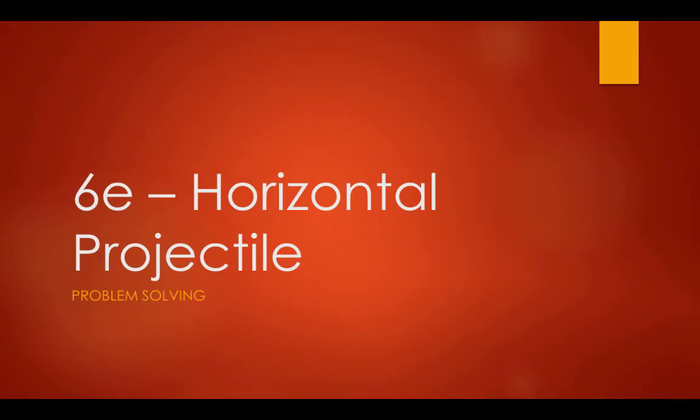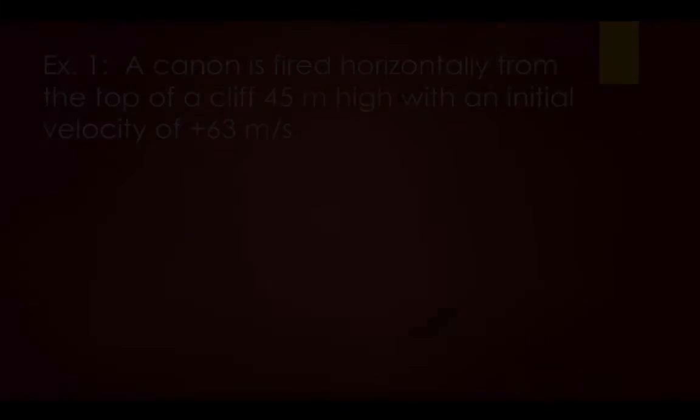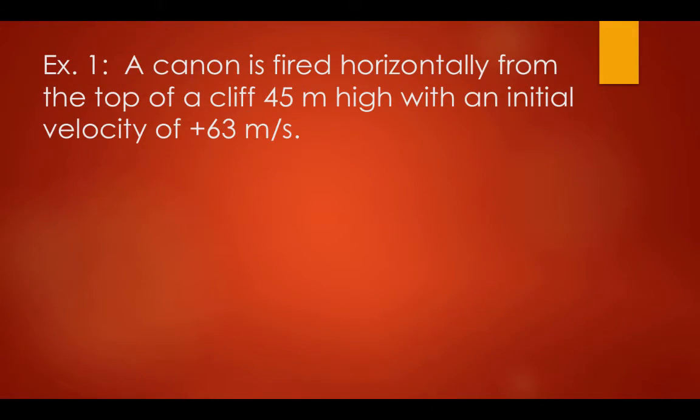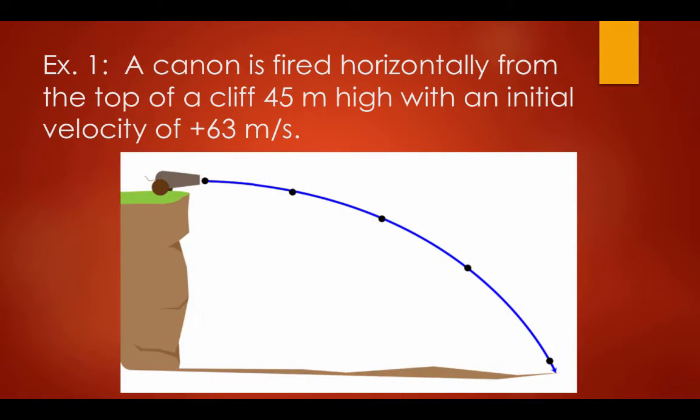Lesson 6E, Horizontal Projectile Problem Solving. Example number 1. A cannon is fired horizontally from atop a cliff 45 meters high with an initial velocity of plus 63 meters per second. Here is a sketch of the cannon and the estimated path of the ball and the height of the cliff as vertical displacement of negative 45 meters.